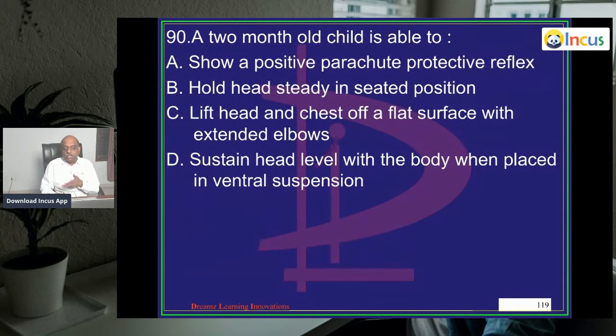A 2-month-old child, what can he do? Doctor, once more, what has come? The ghost of developmental milestones has come. One other way is to take control of that ghost. That is very important.